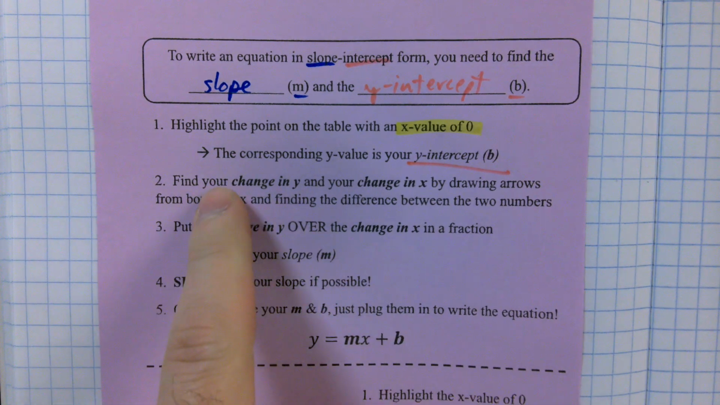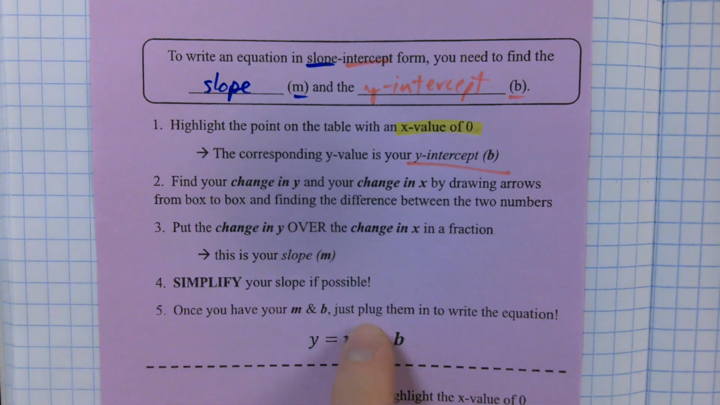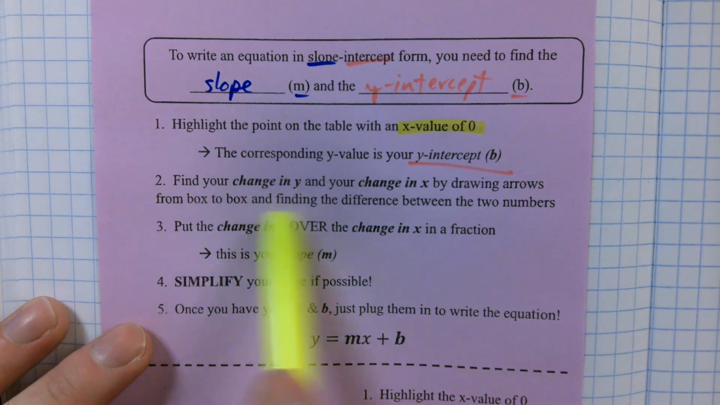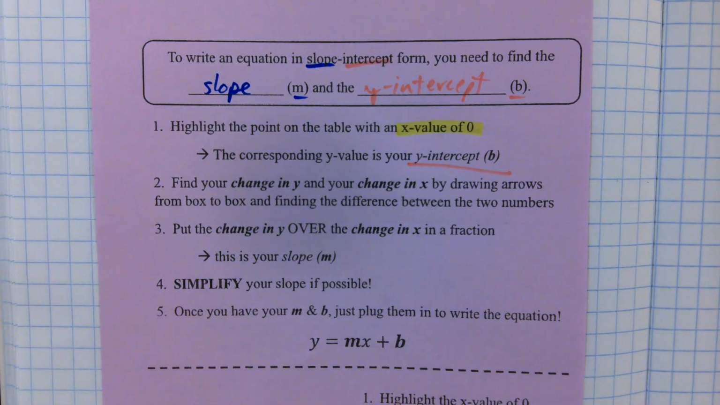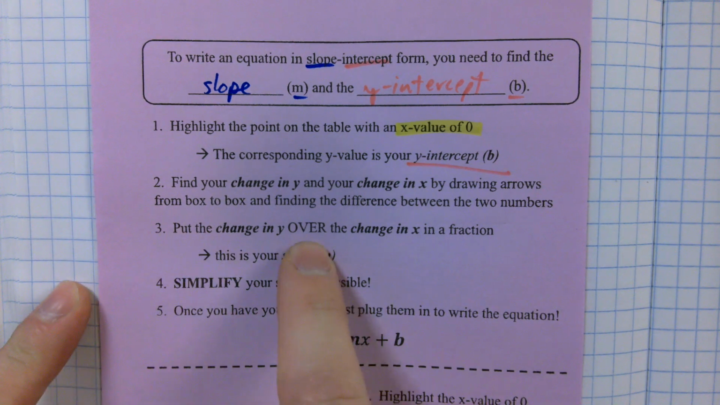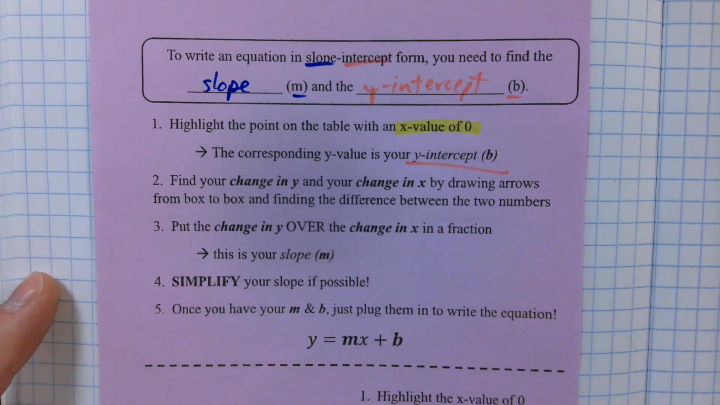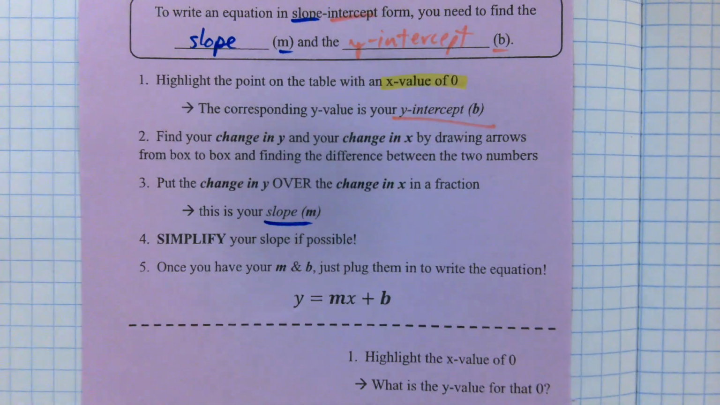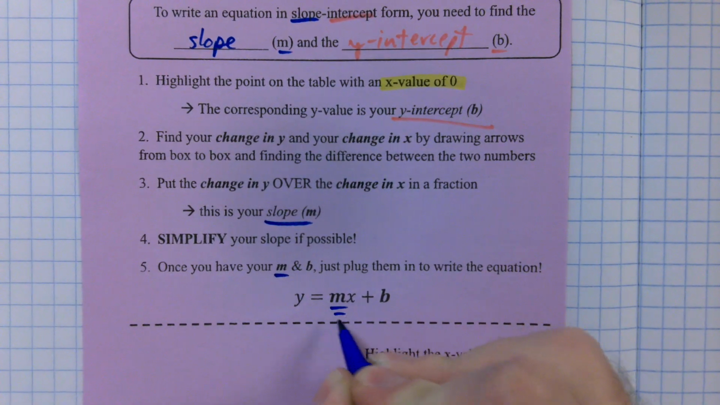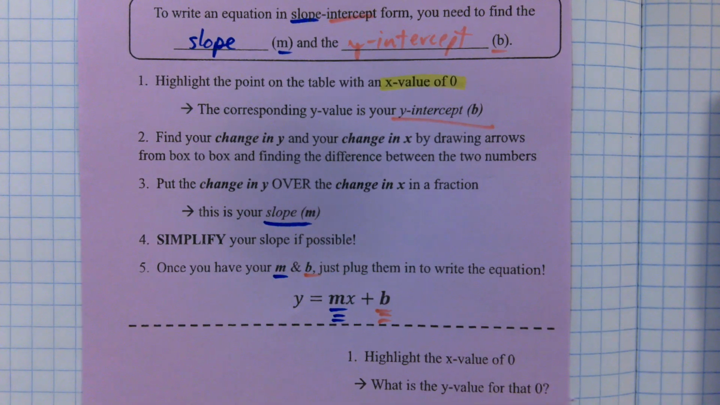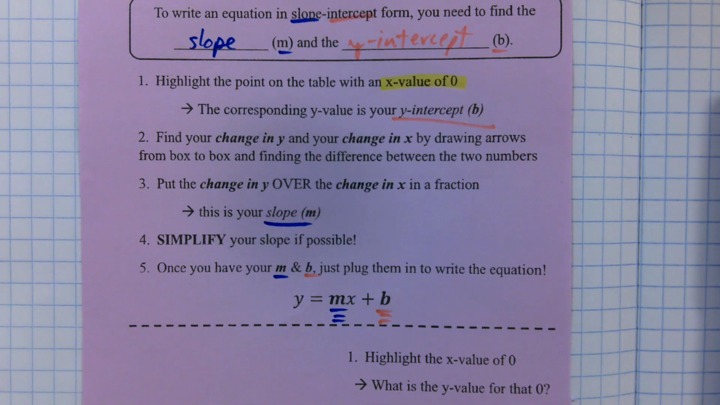Just like we always do, we're going to find our change in y and our change in x by drawing our little arrows. Like I said, we're professionals at that by now. It doesn't really need explaining. Finding the difference between the two numbers. How do I get from 0 to 2? Plus 2. How do I get from 4 to 1? Minus 3. We know how to do all that. We also know to put the change in y over the change in x to find our slope and simplify the slope as much as possible. Once we have our m and our b, just like yesterday, we plug them in, box it up, that's our equation. This should be very, very simple today, hopefully.